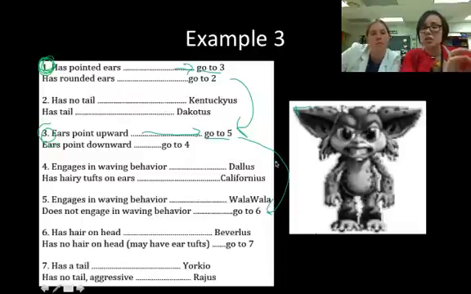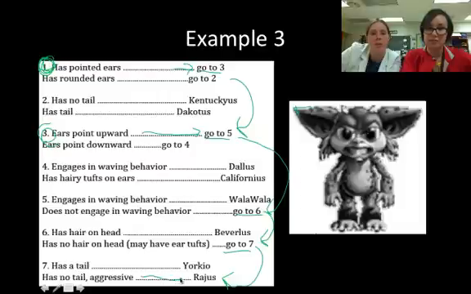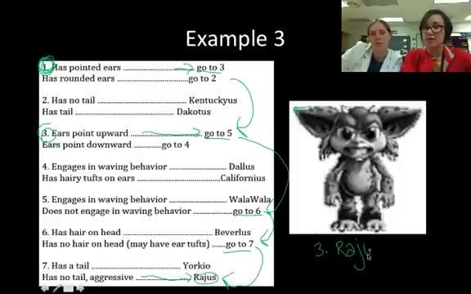Question is, is it engaging in waving behavior or does it not engage in waving behavior? This guy is not waving. And so what does it say to do? We're going to jump to 6. Hair on head or has no hair. I don't really see much hair on their head, so we're going to go down here. All right, and has a tail or has no tail and is aggressive. This is definitely looking like an aggressive guy, and I don't see any tail there, so I'm going to choose that. And so we have our organism. It's going to be rageous, so we're going to add it to our line.